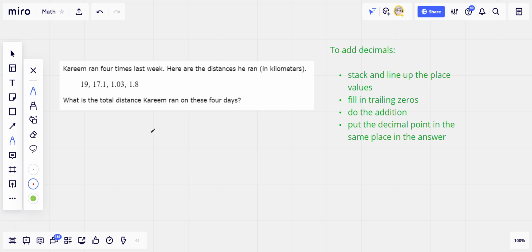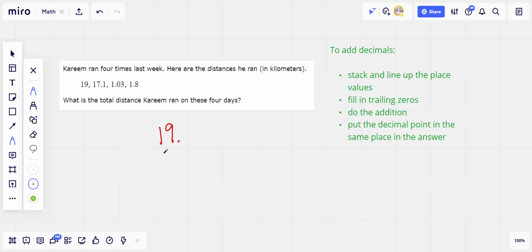So we're going to set this up like a normal addition problem. We're going to stack these numbers up. There's 2 things we need to be concerned about. One is getting the decimal points all lined up, and the other is filling in any trailing zeros that we might need. So let's start with this 19. Now, 19 doesn't have a decimal point, but when you see a number without a decimal point, it means it's just hiding right there. So I'll put that in.